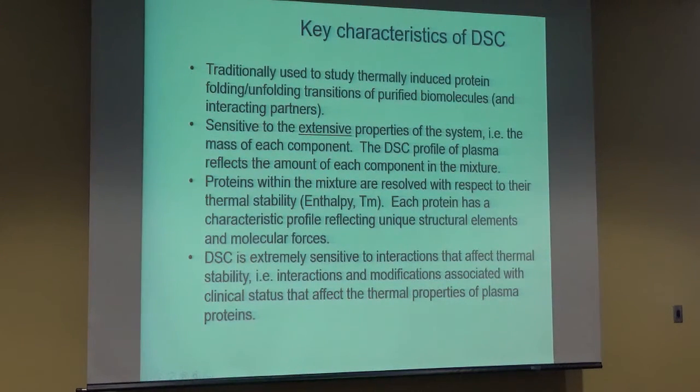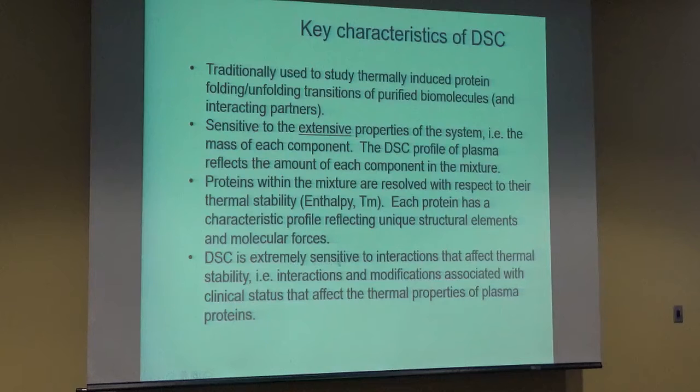Key characteristics of DSC, traditionally used to study thermally induced protein folding, unfolding, and transitions of purified biomolecules. It's sensitive to extensive properties of the system. Proteins within the mixture are resolved with respect to their thermal stability. Each protein has a characteristic profile reflecting unique structural elements and molecular forces.